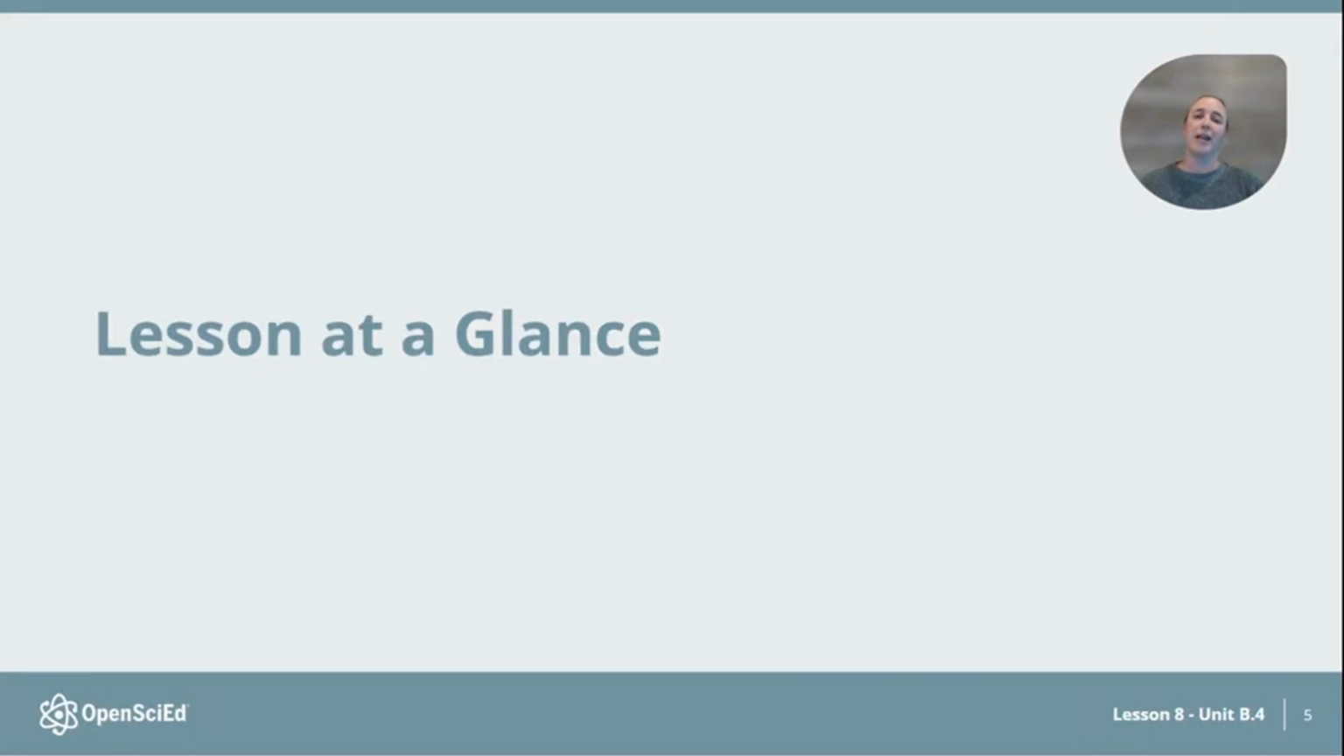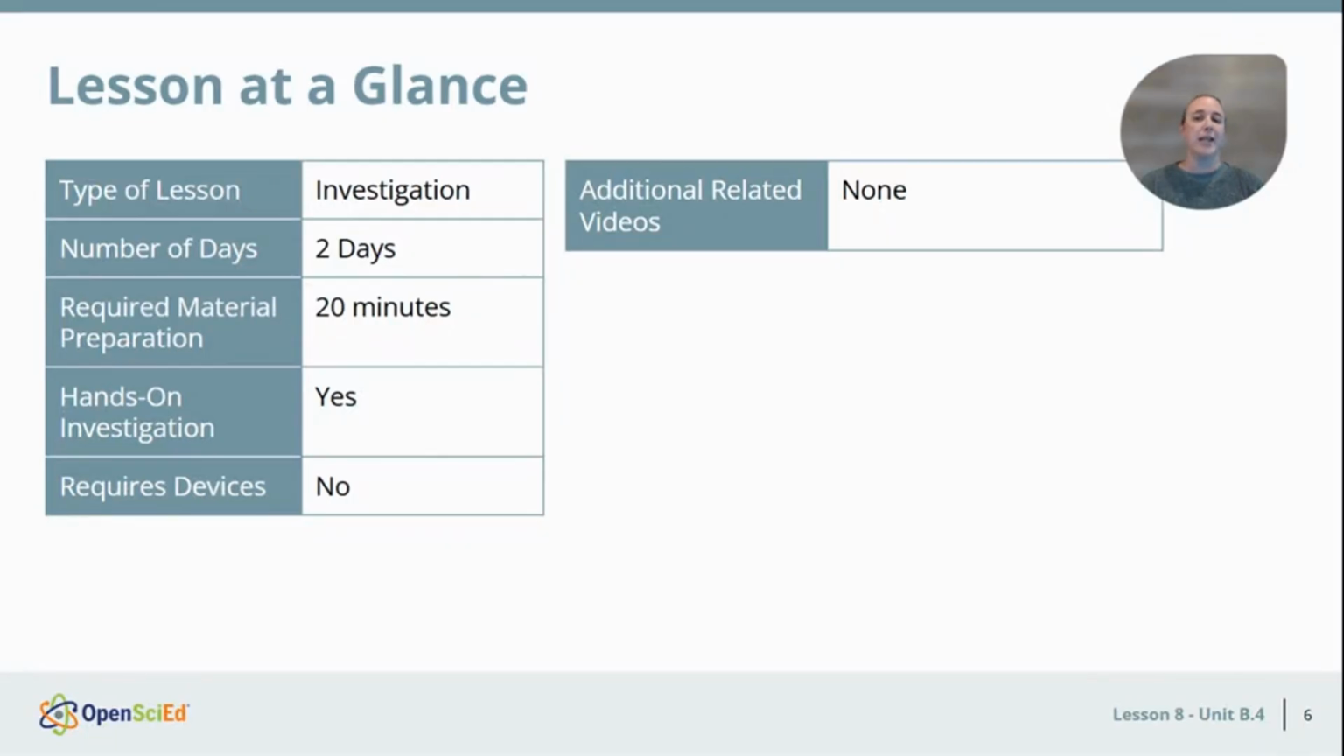Let's take a look at the highlights of Lesson 8. Lesson 8 takes two 45-minute days. The 20 minutes of material preparation listed here is to prepare copies for the Fragmentation Lab worksheet and prep the baggies of pony beads if you don't have access to an OpenSciEd kit. The first time organizing and dividing up the colored pony beads may take longer than the 20 minutes.